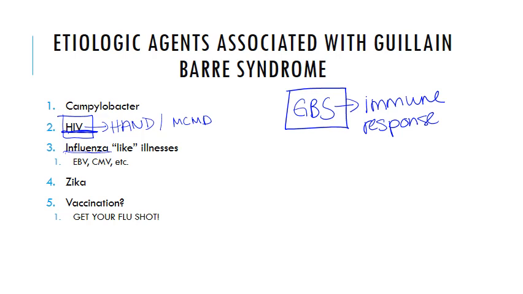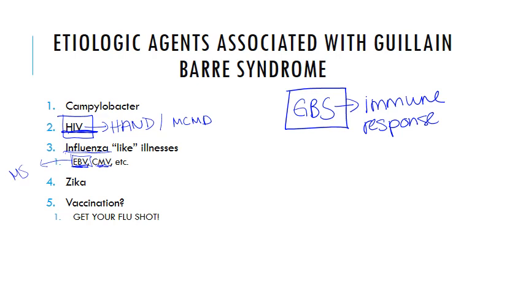Influenza and other influenza-like illnesses. GBS has been associated with recent infection with flu, as well as other things that make us feel like we have the flu, but we might not. Ones that have been really associated with are EBV and CMV. EBV is actually a fun one because EBV has also been associated as a potential etiologic agent that might lead to the development of MS, which, as we know, is another demyelinating condition. But basically these influenza-like illnesses.